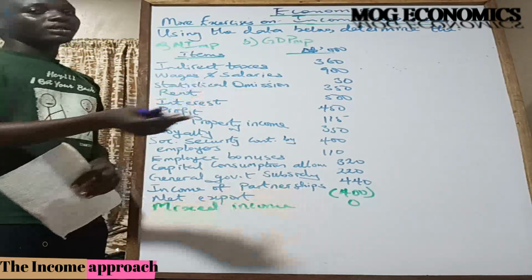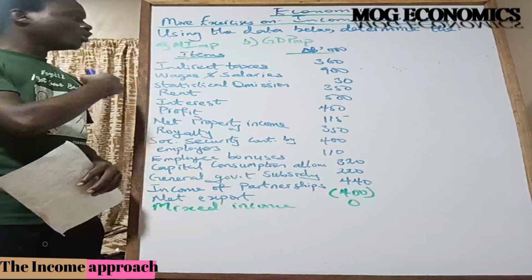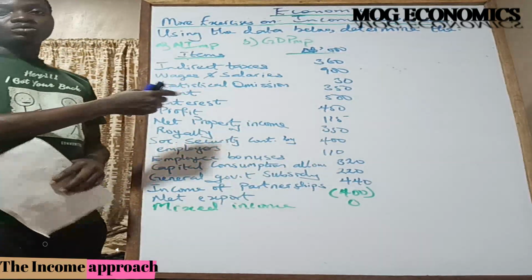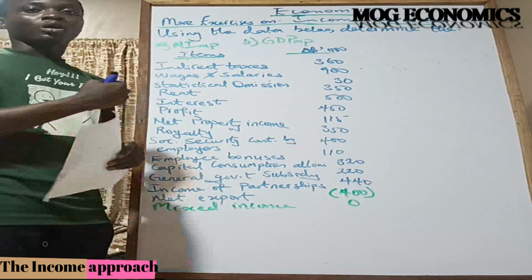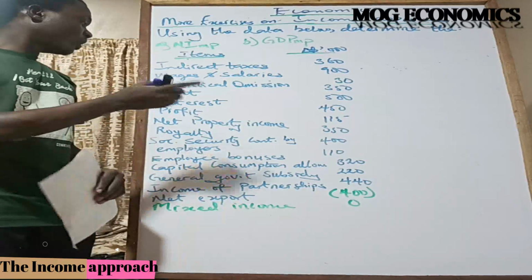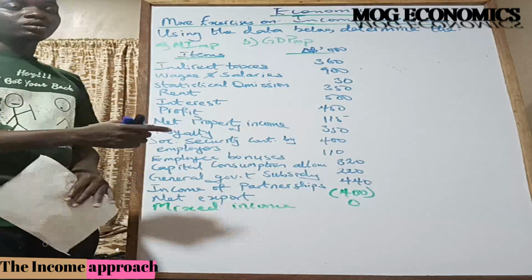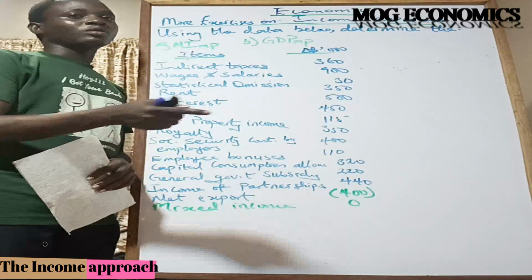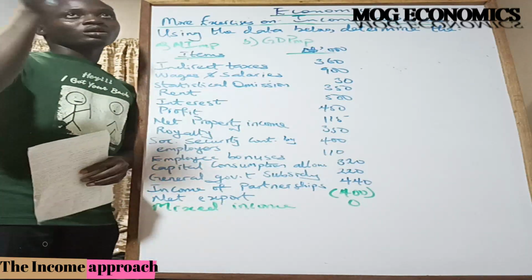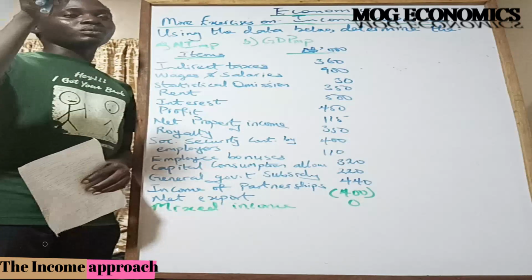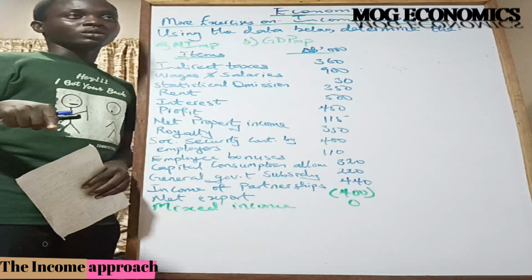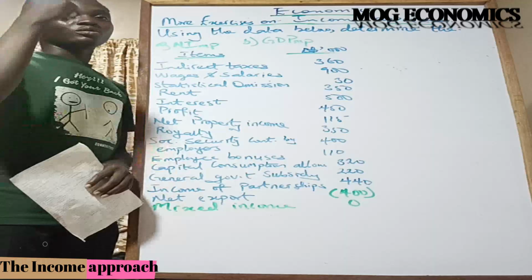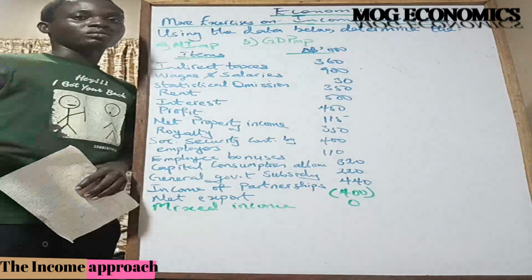So we have indirect taxes, tax on goods and services, wages and salaries, statistical omission, which is also known as the statistical error or the statistical discrepancy, rent, interest, profit, net property income. This is another name for net income from abroad. In some questions, you are going to have income from abroad or property income from abroad, property income to foreigners. So, to get the net, you are going to do property income from abroad minus property income to foreigners, right?